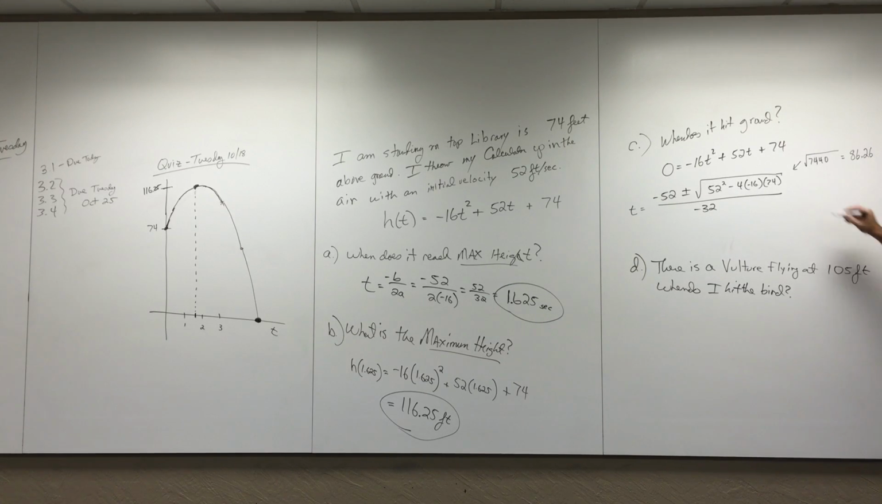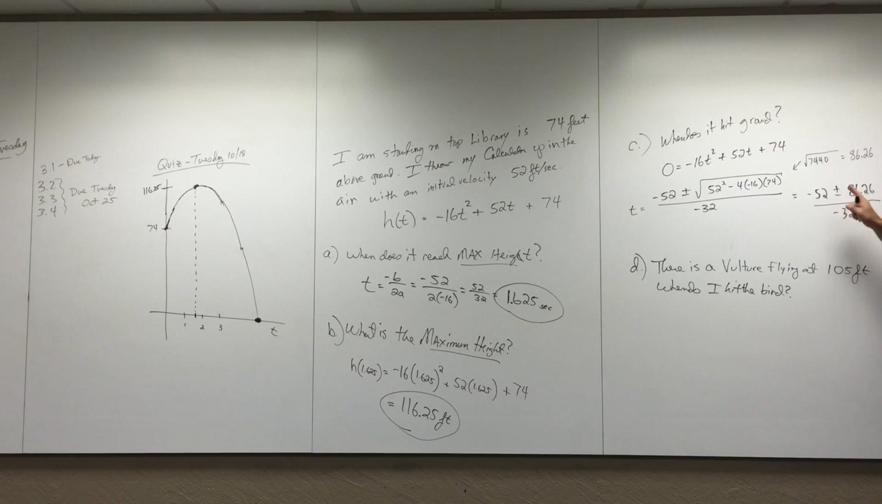So now where am I? Okay, that was the square root, cleaning up the square root. We did a good job. So where am I? I got negative 52 plus or minus 86.26 all over negative 32. So I should do both these little problems.